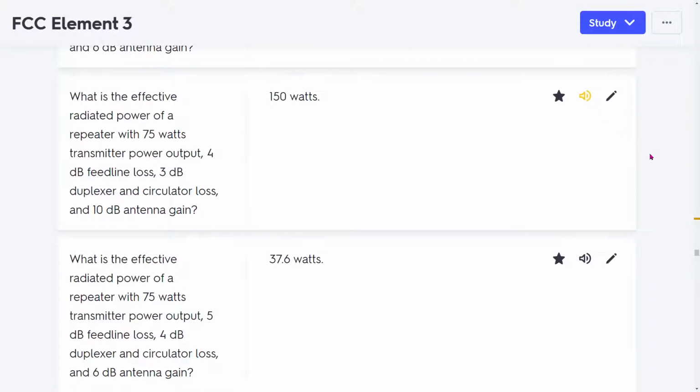What is the effective radiated power of a repeater with 75 watts transmitter power output, 4 decibels feed line loss, 3 decibels duplexer and circulator loss and 10 decibels antenna gain? 150 watts.